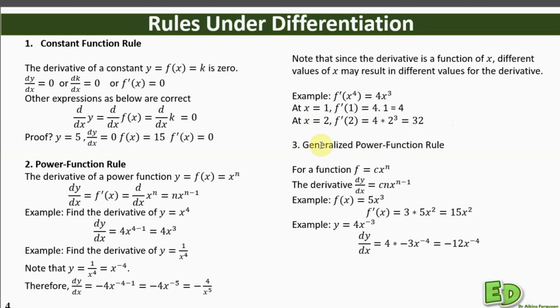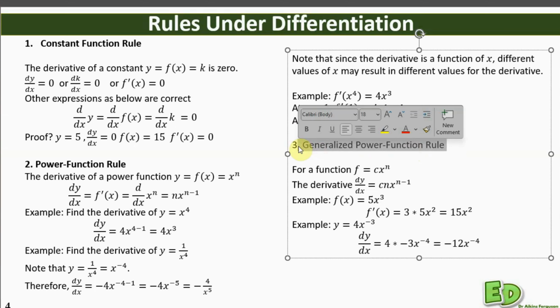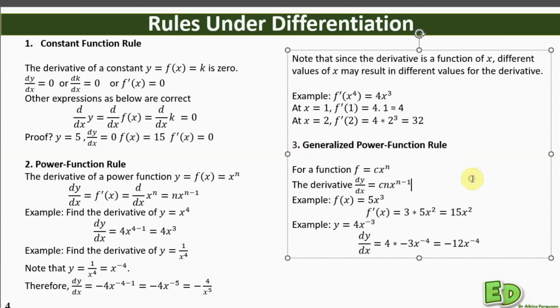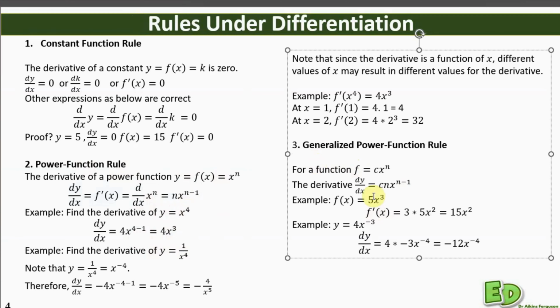The third rule under differentiation is what we call the generalized power function rule. It's just a build-up of the power rule, or the power function rule. But now you have a number greater than 1 as your coefficient. Remember that when we did the power function rule, we had, say, y equal to x to the fourth, which has a coefficient of 1. Under the generalized power rule, you could have the same x to the fourth or x to the third, but the coefficient is more than 1.